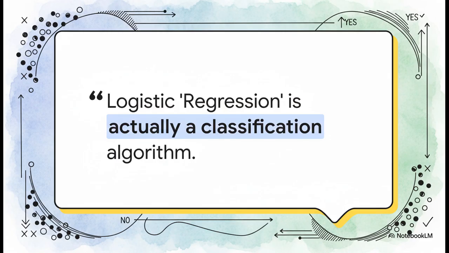You're going to hear the term logistic regression a lot. Now listen closely. Despite having regression in its name, it is actually a classification algorithm. What it does is predict the probability that something belongs to a class, which you then use to make a final yes or no decision. So just remember that little curveball. Its name's a bit misleading.